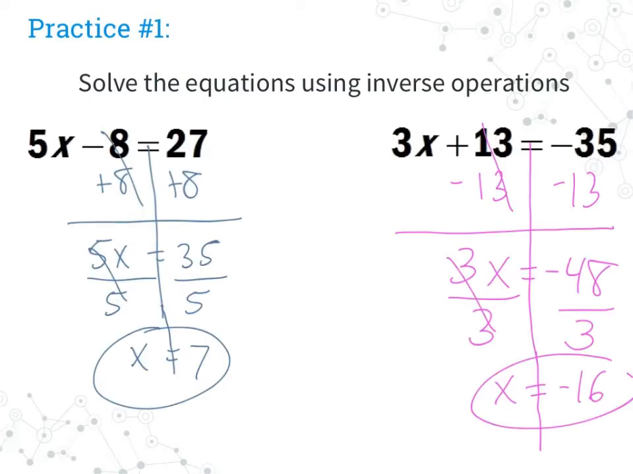How'd you do? Were you able to get both answers correct? I've got x equals 7 and x equals negative 16. If your answers don't match mine, look through my work, see where you made your mistake, and go ahead and correct it. And let's go on to the next example.